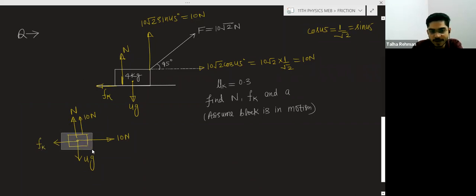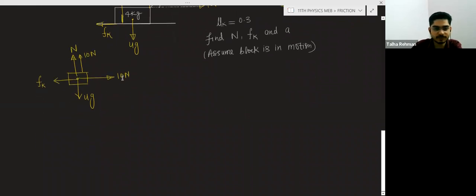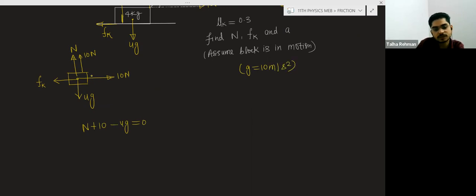Basically, this is a point object. I have told you to draw the free body diagram. We will consider this block as a point. Now, there is no motion in the vertical direction, so the summation of all the forces in the vertical direction will be zero. You can write N plus 10 minus 4g is equal to 0. Take g is equal to 10 meter per second square. So the normal reaction will be 4g minus 10, so 4 into 10 minus 10. This will be 30 newton.